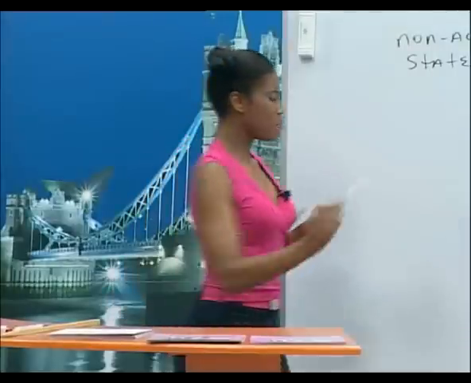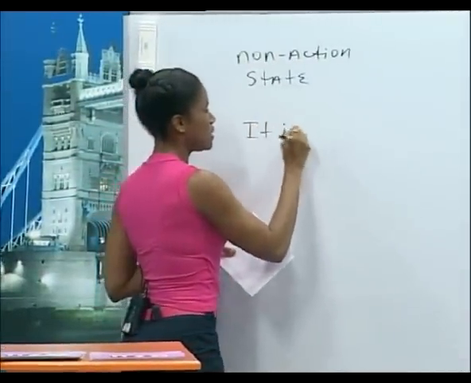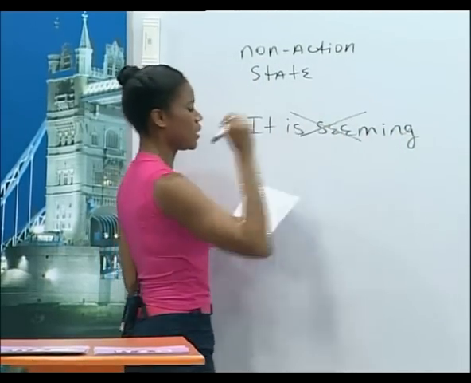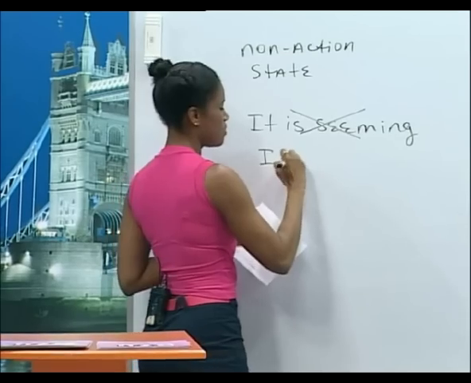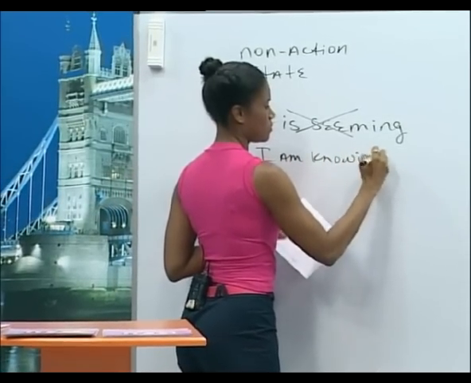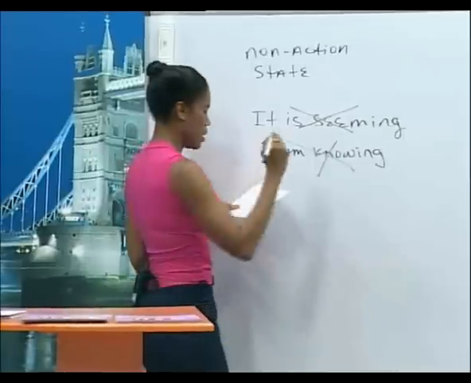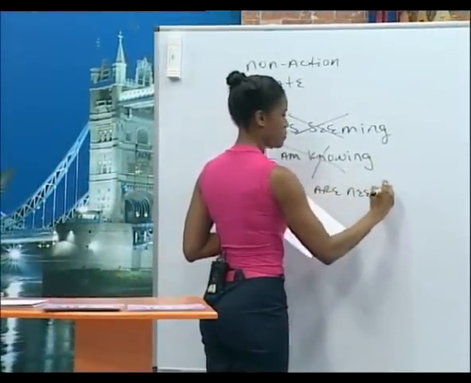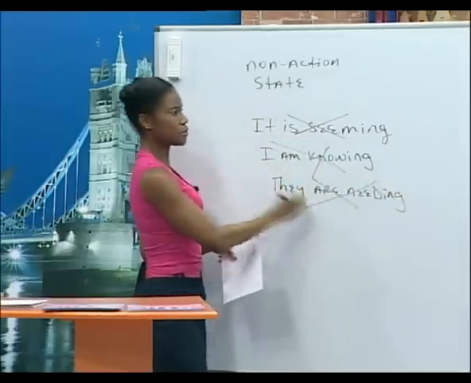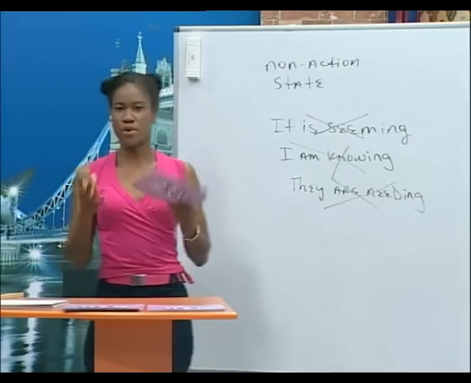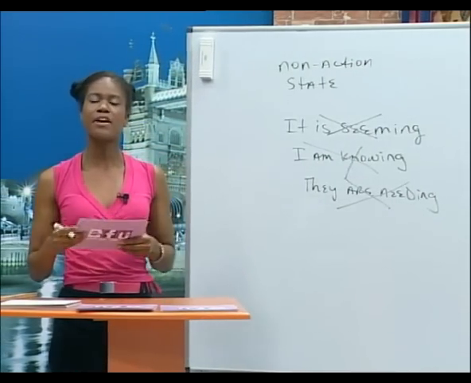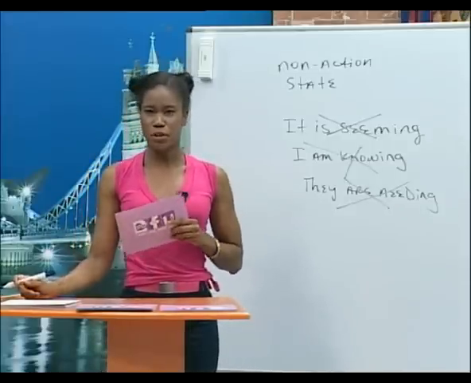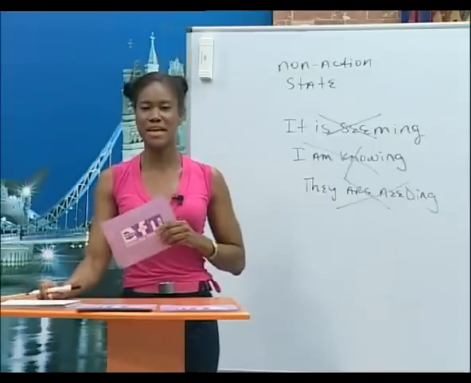So you cannot say, for example, it is seeming. No, we don't say that. And you cannot say, I am knowing. No, that's wrong also. And you cannot say, they are needing. That's wrong too. So these verbs express emotion or thought. They're non-action verbs, so they're not normally used in the present continuous form. There are many other examples of these verbs, but now it's time to look and listen.